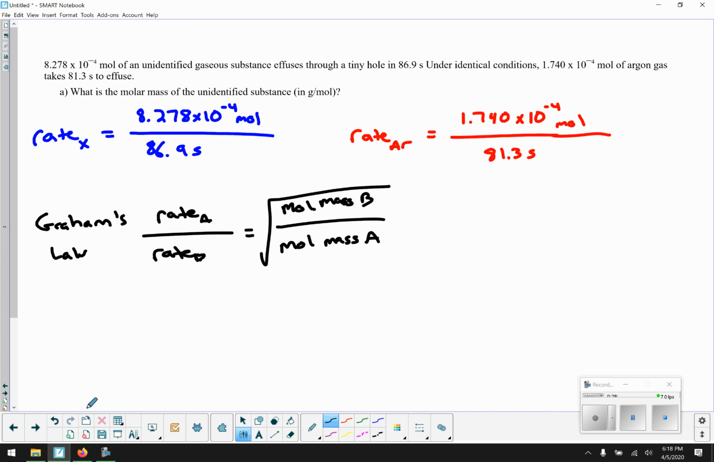So, since you get to assign what is gas A and what is gas B, you can make sure that your unknown ends up in the numerator of the fraction on that side, which will make your life slightly easier. At least it makes my life slightly easier. It's fine to do it the other way, putting it in the denominator. But since we're looking for a molar mass, I'm going to call the unknown gas B, the unknown X, and argon gas A, because then I'll be solving for something on top. It's one less step. So I'm going to plug in the numbers to the equation and solve it. I'll be right back once that's done.